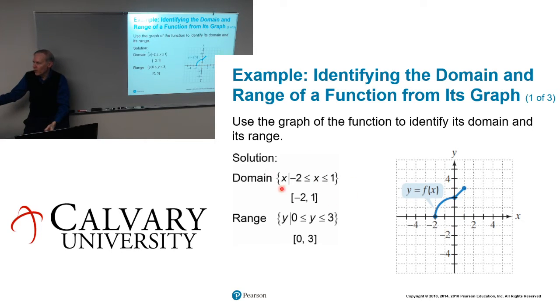So you can write this expression as saying the domain is the set of all x such that -2 is less than or equal to x and x is less than or equal to 1. Or you can use the square brackets to indicate that the endpoints -2 and 1 are included. The range, being the vertical values, goes from 0 to 3, so y is a set of all values such that 0 is less than or equal to y is less than or equal to 3.